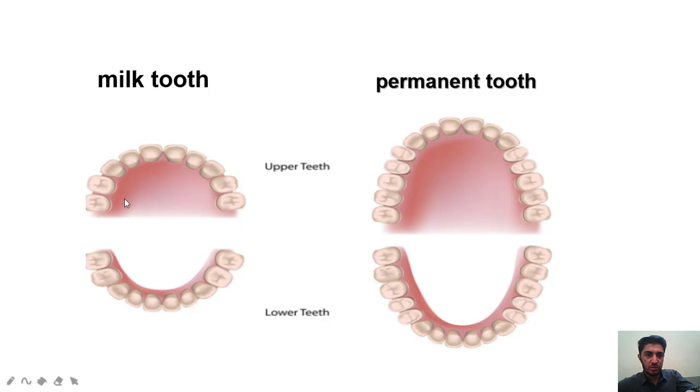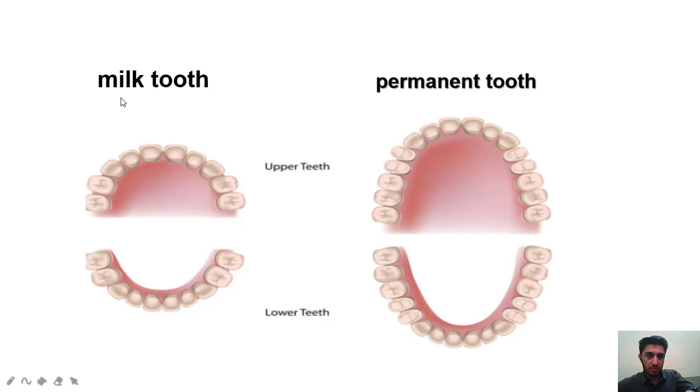The milk teeth are 20 in number. The eruption starts from the 6th month and continues until the 5th to 6th year, and after that they start shedding, and by the 12th year complete shedding of the milk teeth occurs. The permanent dentition starts erupting from the 6th year and continues until 18 or 20 years, until the 3rd molar has erupted.